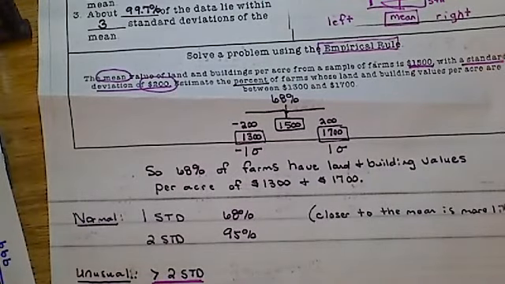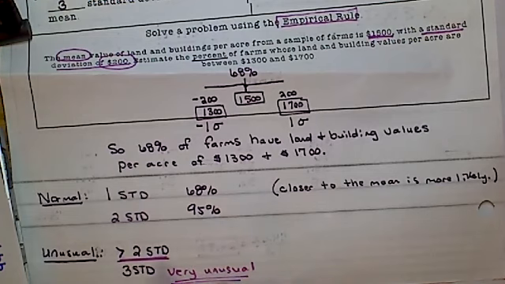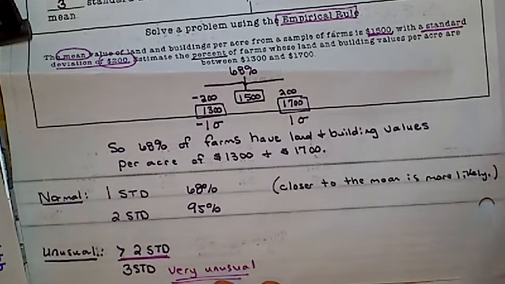Remember that one standard deviation is 68%. The closer to the mean is more likely, but two standard deviations is still normal. But anything bigger than 2, which would mean 3, is very unusual.